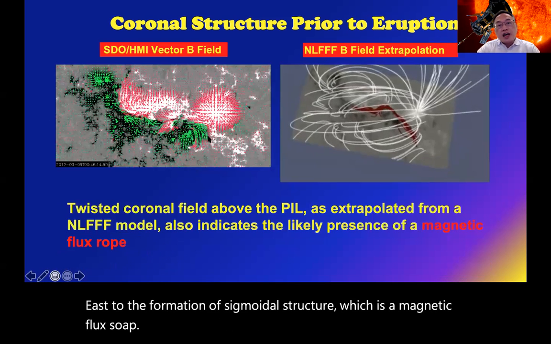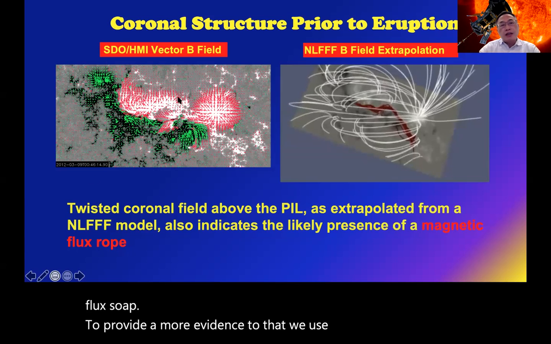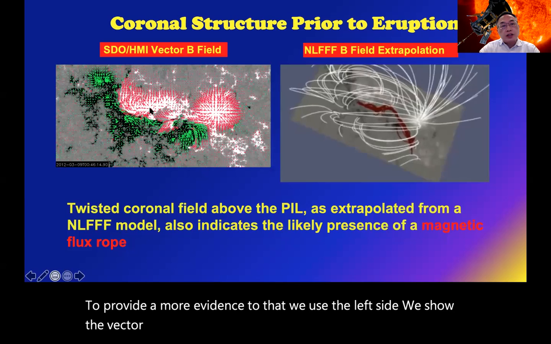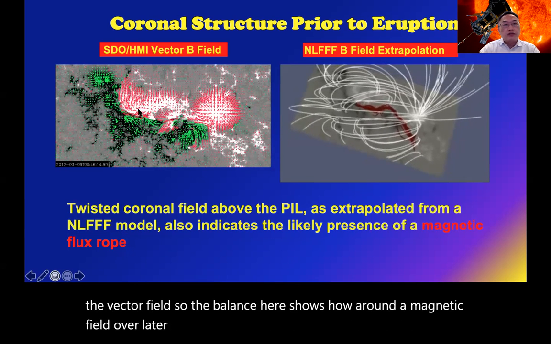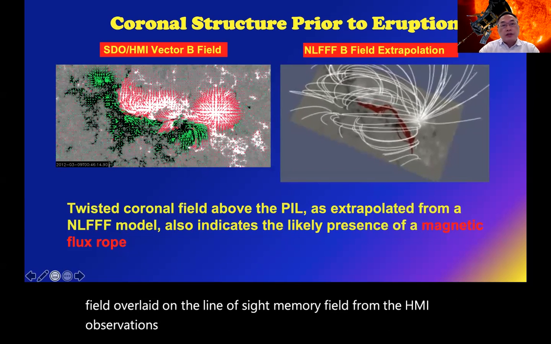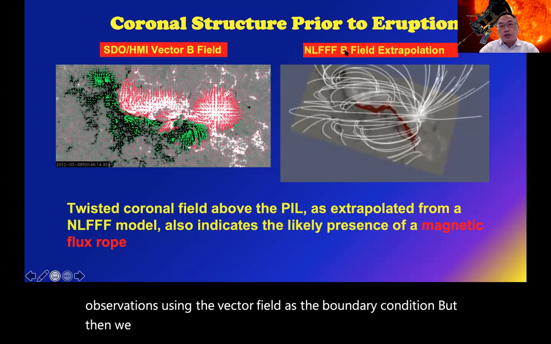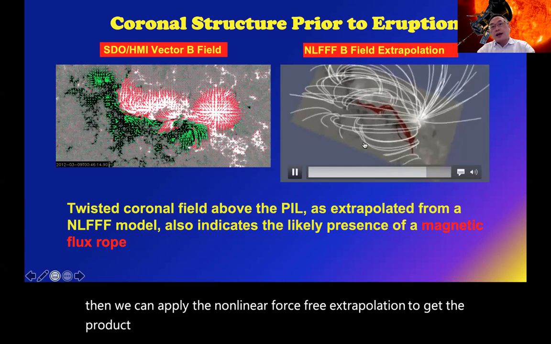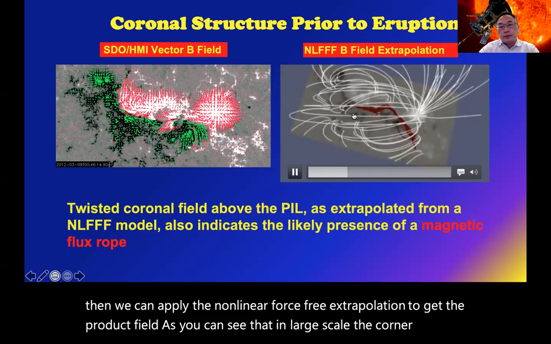To provide more evidence for that, on the left side we show the vector field. The arrows here show the horizontal magnetic field overlaid on the line of sight magnetic field from the HMI observations. Using the vector field as the boundary condition, we can apply the nonlinear force-free extrapolation to get the coronal field. As you can see, on large scale, the coronal field is nearly potential.